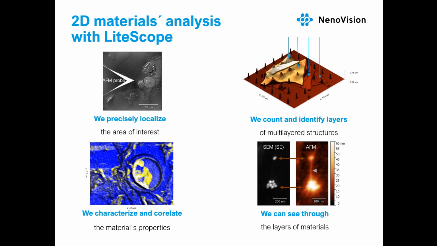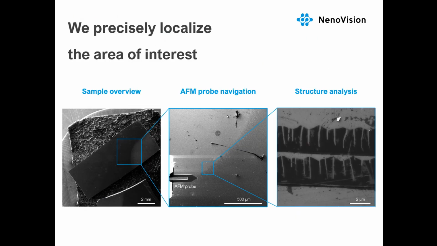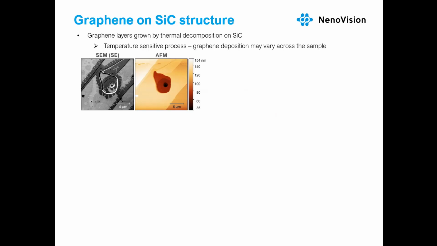Let us start with the most straightforward feature of combining AFM and SEM. SEM possesses a wide range of resolutions, which enables fast localization of the region of interest and fast AFM tip navigation to that structure. And for that, I'm going to use an application where we did quality analysis of graphene growth. Here, graphene was prepared by thermal decomposition of silicon carbide, which is a temperature-sensitive process, and as a result, the final quality of graphene layers may differ across the sample. Thus, precise identification of the region of interest on the sample was crucial.